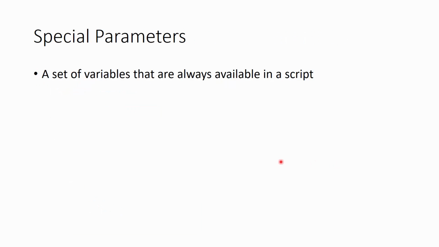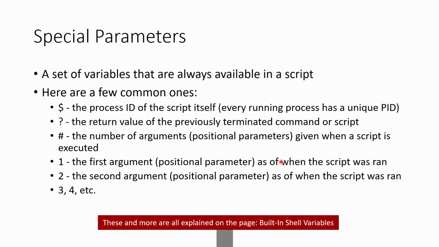Okay, so there are a set of special parameters that are available for every script that runs. And these are the common ones. The process ID of the script itself is stored in the $$ variable. Every running process gets its own unique process ID. So all the programs that have been invoked and are running on that system have a unique process ID. Once those processes terminate, those process IDs can be reused, but you're guaranteed that the set of running processes has no overlap in terms of process IDs.